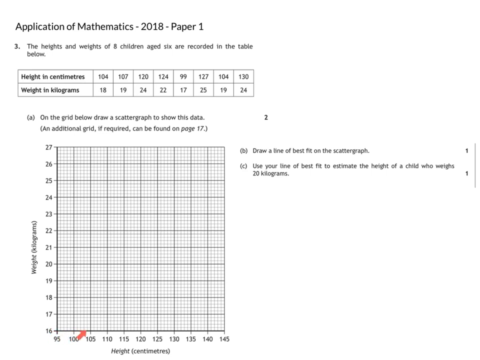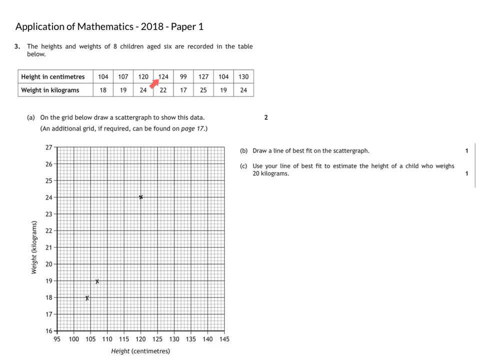So we're going 104, and this person weighs 18. So we're going to have to make a little mark where the 104 meets the 18, which is here. The next person we've got is 107, who weighs 19 kilograms. So 107 is going to be 2 over here, and we're going up to 19. So again, marking where the 107 meets the 19. Right, so for our third one, it's 120 and 24. So if we go along to 120 and up to 24, we get here.